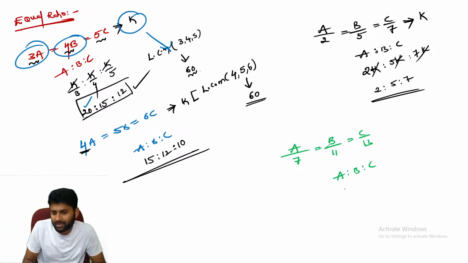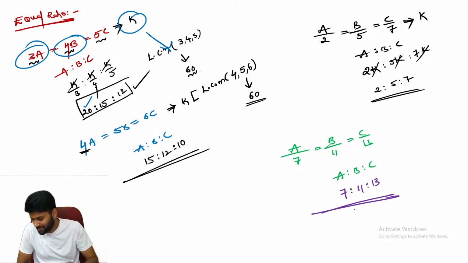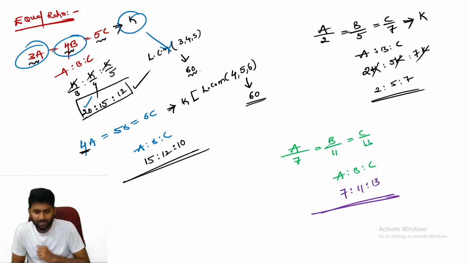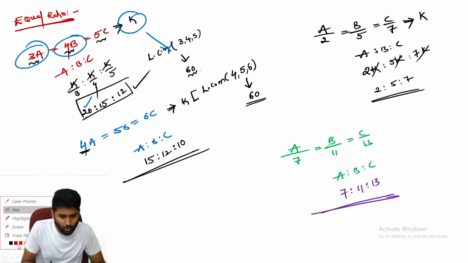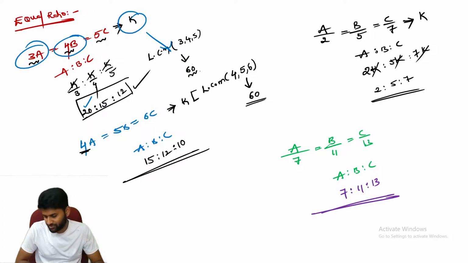Yes, whatever the denominator values, those values are in the ratio 7 is to 11 is to. Super, guys. So these are the concepts related to the combined ratio.